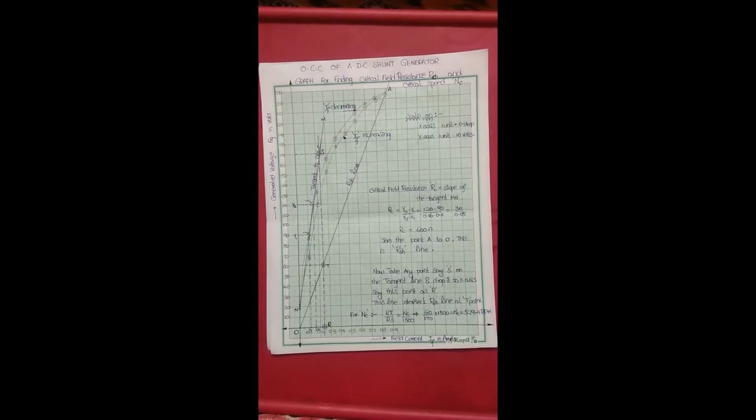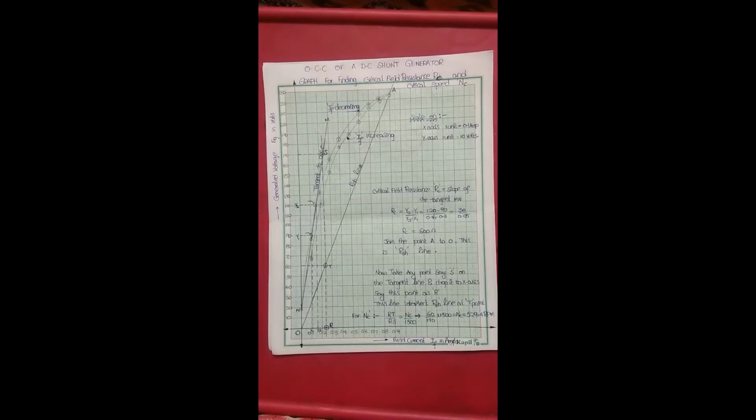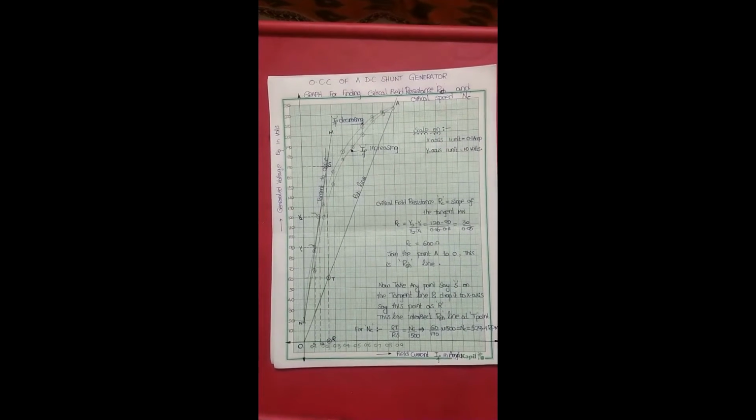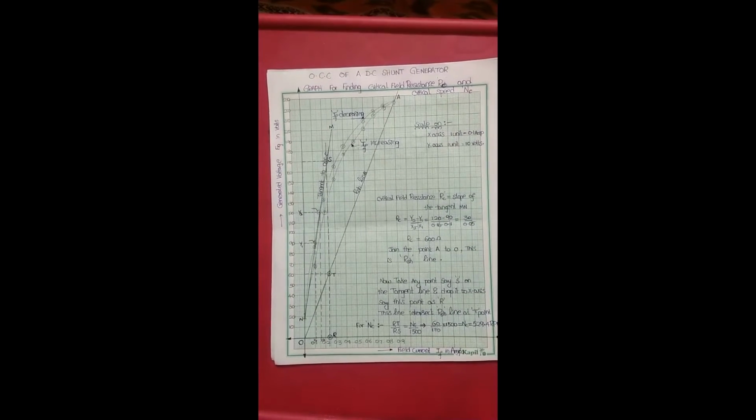Right. Good afternoon, one and all. Till now we have conducted the experiment on the DC shunt generator for calculating critical field resistance and critical speed by conducting the open circuit characteristic curve. This is the curve we have obtained for the experiment we have done.